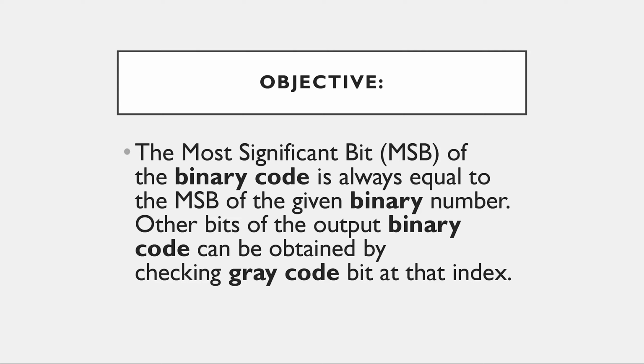Objective: the most significant bit of the binary code is always equal to the MSB of the given gray code. Other bits of the binary output can be obtained by checking the gray code bit at the index.